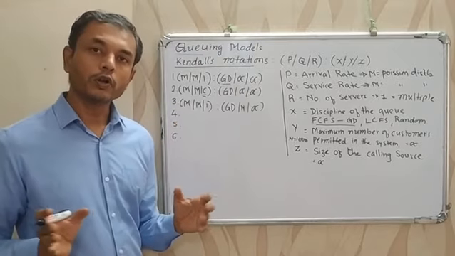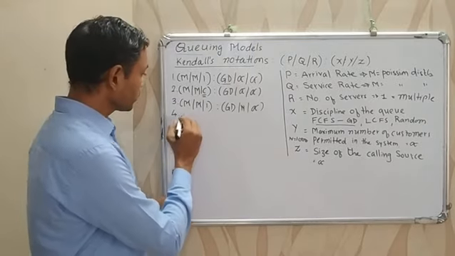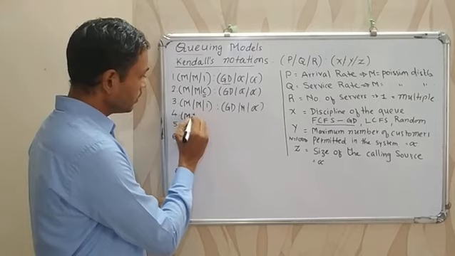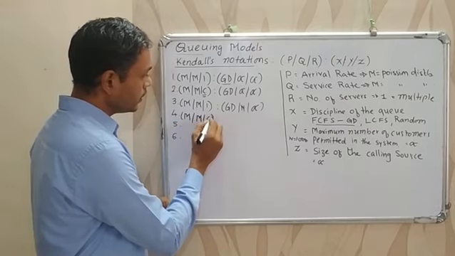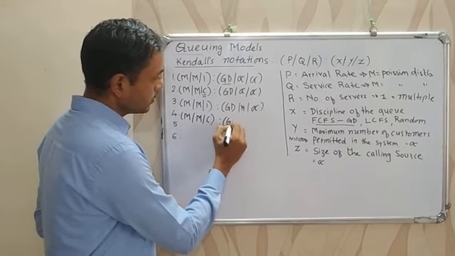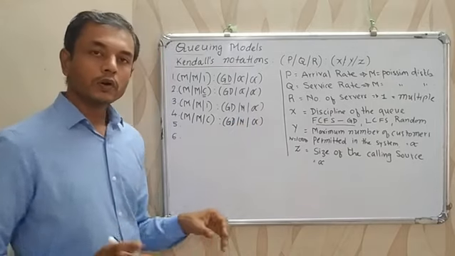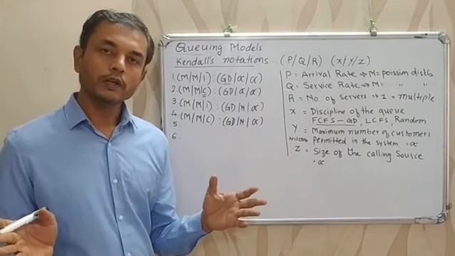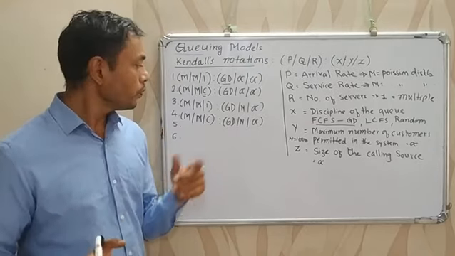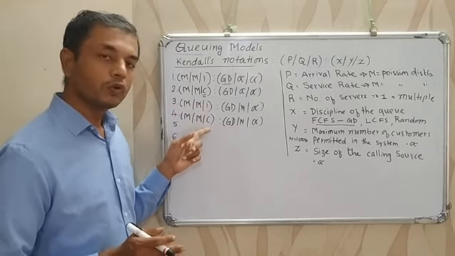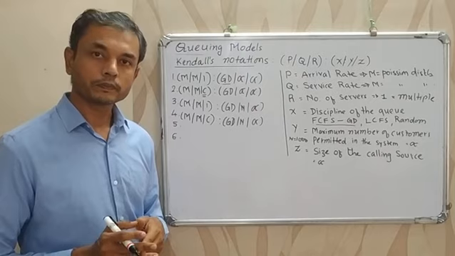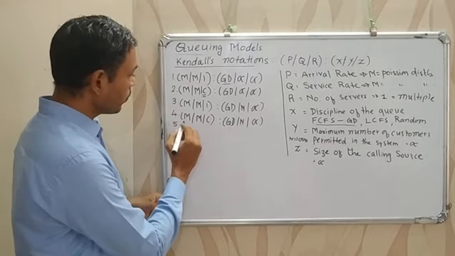Sorry, it's known as the third model of the queuing system. Let's note another model, M/M/C/GD/infinite. It is similar to the third model, but the difference is that the number of servers is increased from 1 to multiple.